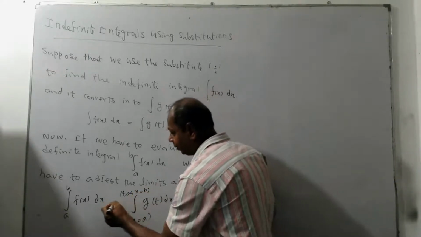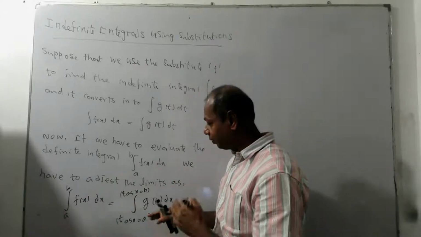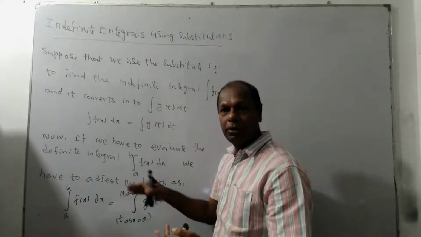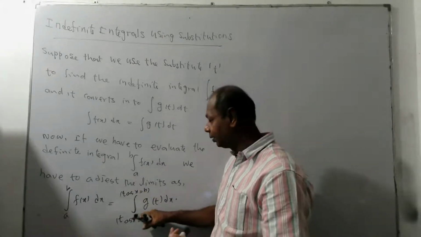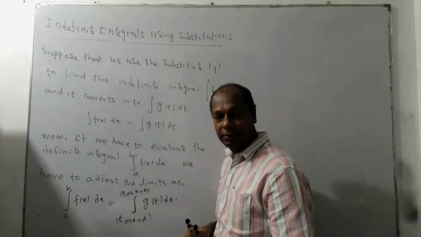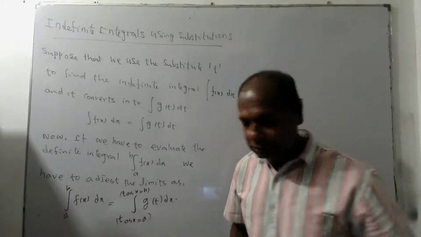In other words, x goes from A to B. We find, as x goes from A to B, where t goes from where to where. The corresponding interval of t. Okay, so you have to do this adjustment.